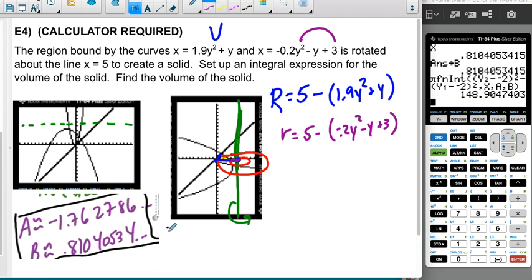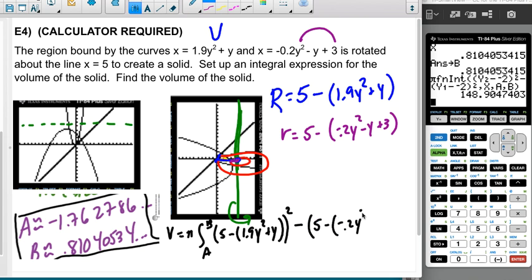All right, so I know that my volume is pi times the integral from a to b of big R squared, so it's going to be 5 minus the 1.9 y squared plus y quantity whole thing squared, right, minus 5 minus the negative 0.2 y squared minus y plus 3, close that parenthesis, close the whole thing, quantity squared with respect to y, and then I just have to find my answer.